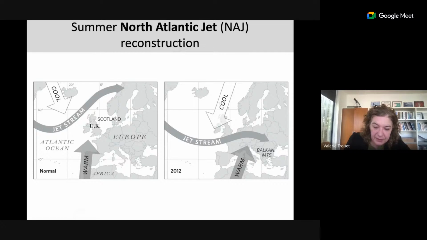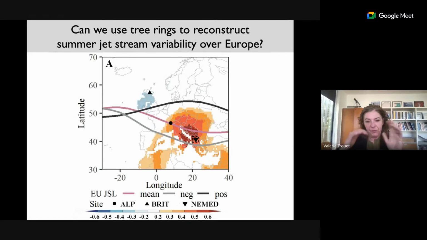Anyway, when you correlate that position of the jet stream, how far north or south it is, with temperature fields over Europe, summer temperature fields, you see that dipole here. So blue colors are negative correlations in northwestern Europe. The red colors are positive correlations in southeastern Europe.